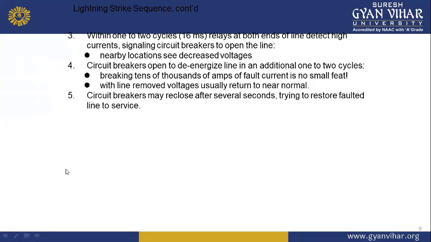In this, breaking tens of thousands of amperes of fault current is no small feat. With the line removed, voltages usually return to the normal value, and the circuit breaker may reclose after several seconds, trying to restore the faulted line to service. Now, if that doesn't work, it will again open up and then again reclose, until and unless the fault has been completely eradicated from the line and the system is restored.